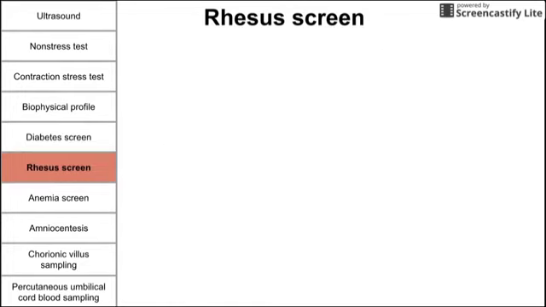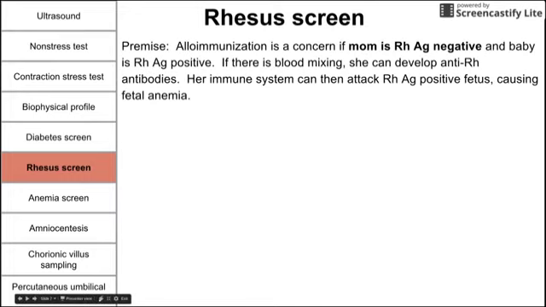Another screen during pregnancy is the rhesus screen. The premise here is that alloimmunization is a concern if mom is Rh antigen negative and baby is Rh antigen positive. If there is any type of blood mixing at all, mom can develop anti-Rh antibodies. Her immune system can then attack an Rh antigen positive fetus, therefore causing fetal anemia.